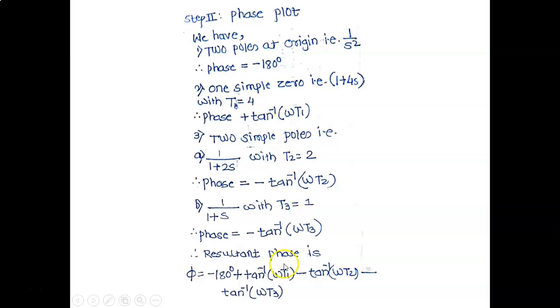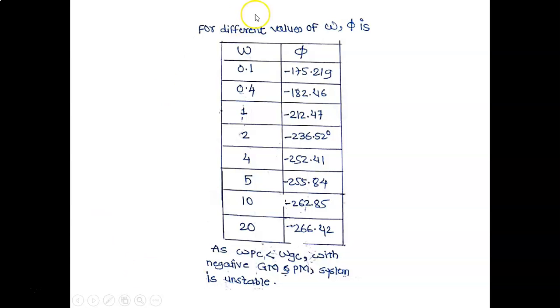Therefore substitute the values of T1, T2, T3, and for different values of omega from 0.1 up to 10,000 we will find the resultant phase angle. Therefore, for different values of omega, this is phi. Substitute these values of omega in that resultant angle. Omega is equal to 0.1, we get minus 175. Omega is equal to 0.4, minus 182.